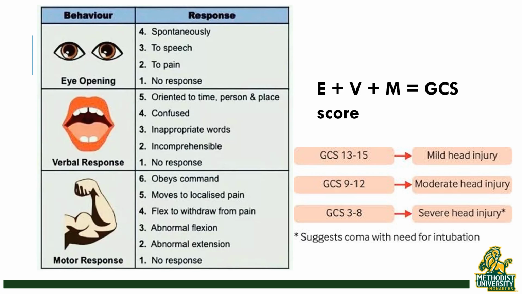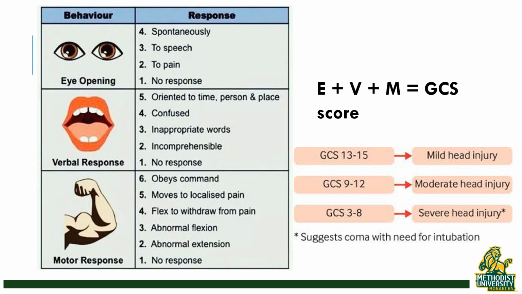So what is that score? Well, if people open their eyes spontaneously, they get a 4. If they open their eyes only when you talk to them, they get a 3. If they open their eyes only when you hurt them, they get a 2. And if they just don't open their eyes, no matter what you do, they get a 1.